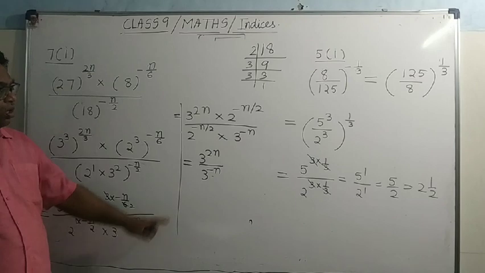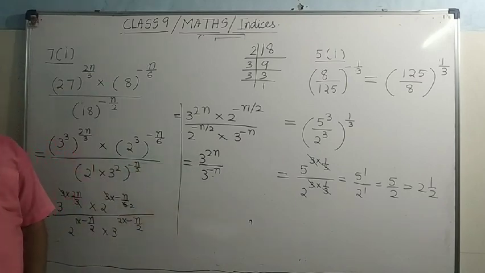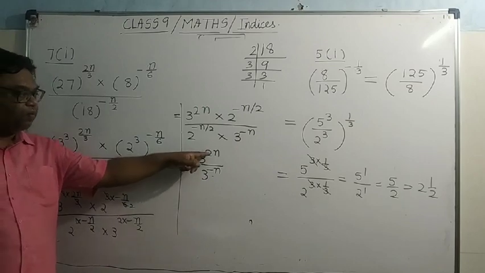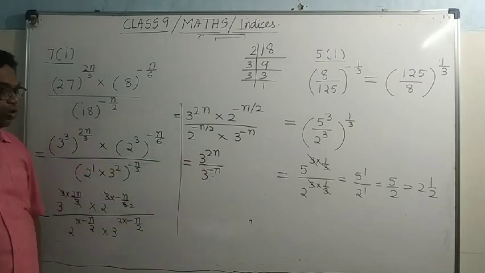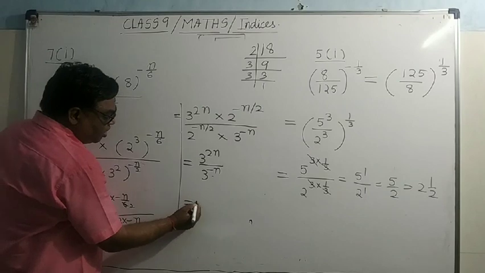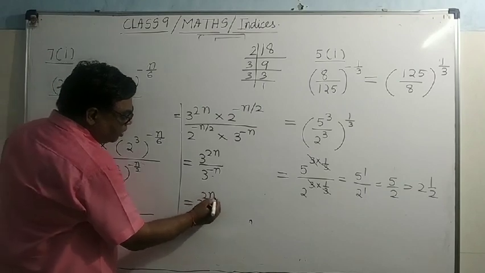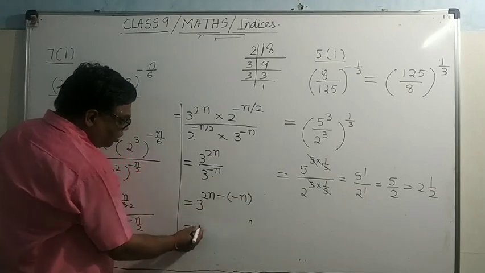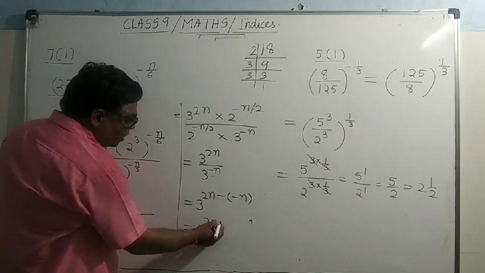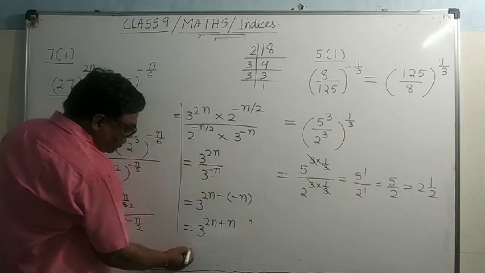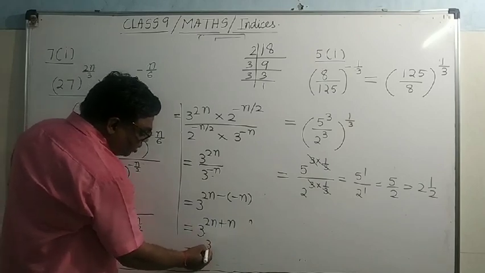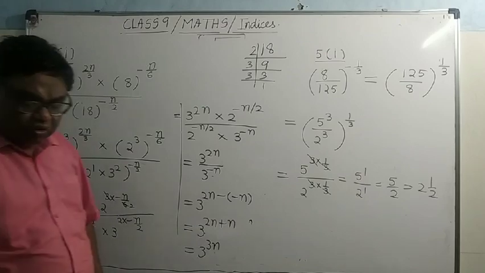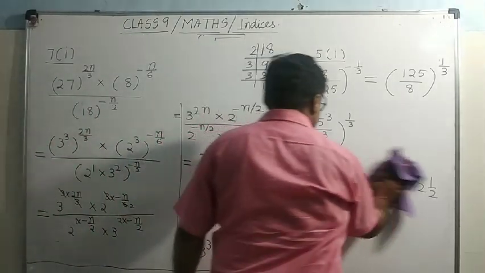Now, here we will apply which rule? Quotient rule. Bases are same. So from the power of numerator, we will subtract the power of denominator. So it will be equal to 3 to the power 2n minus minus, plus n. That is 3 to the power 3n. So this way you can do.